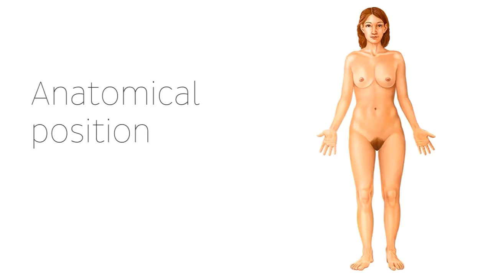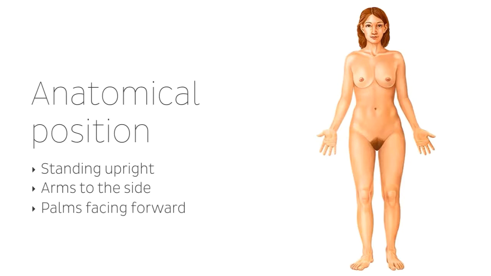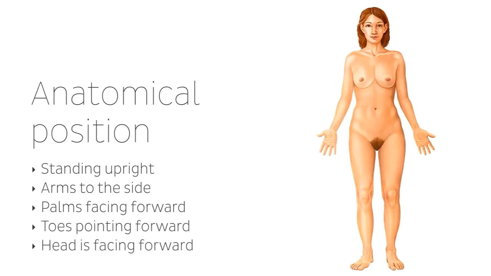In the anatomical position, the person is standing upright with the arms to the side, the palms facing forward with the thumbs pointing away from the body and the feet placed slightly apart parallel to each other with the toes pointing forward. In this position, the head is facing forward and the eyes are looking straight ahead.